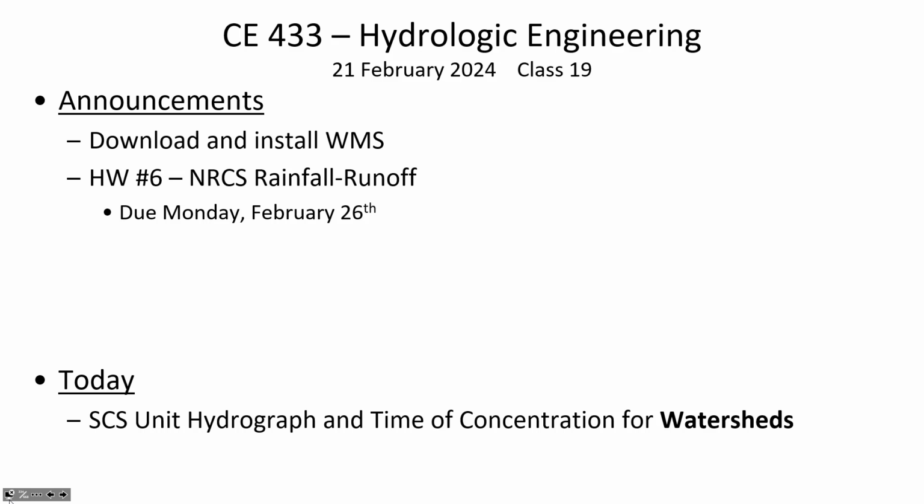Homework 6 is on Blackboard right now. It's applying the NRCS approach to figuring out how much runoff there will be during a rainfall event. That's due on Monday. And what we're going to do today is talk about some methods that have been developed to generate a unit hydrograph when you don't have actual data for a specific watershed. Ways to synthesize unit hydrographs.